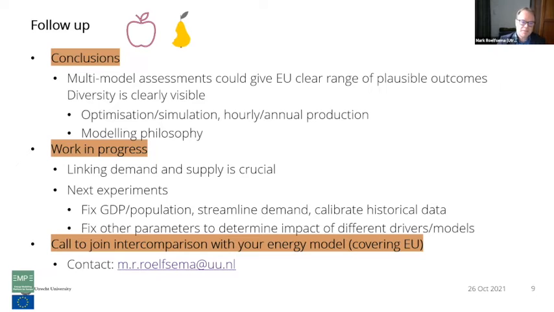So as I said, this is a work in progress. One of the things that we need to do, which I think is very important, is to link the demand and the supply in the models, so that the demand from the demand models is linked to the supply models, and at least those assumptions are the same. This is done in the next experiments. We will first fix GDP and population, streamline demand, calibrate historical data, and in the next round we also fix other parameters.